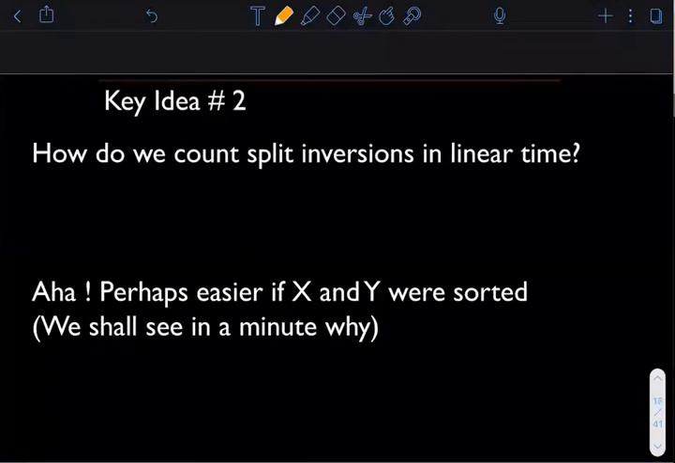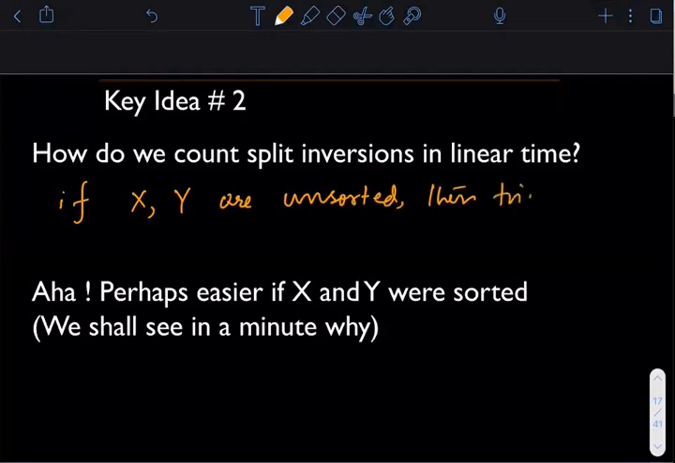Now the point is, if x and y are unsorted, so I'll take the question, Shubho. If x and y are unsorted, then it's tricky. Suppose I have this subarray x, which is not sorted, because remember, so far we have not yet talked about sorting or anything.